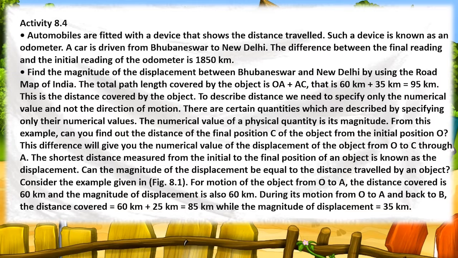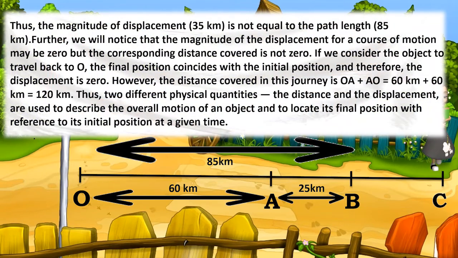For the motion of the object from O to A, the distance covered is 60 kilometers and the magnitude of displacement is also 60 kilometers. During its motion from O to A and back to B, the distance covered is 60 kilometers plus 25 kilometers equal to 85 kilometers, while the magnitude of displacement is 35 kilometers. It is observed that the magnitude of displacement 35 kilometers is not equal to the path length of 85 kilometers.